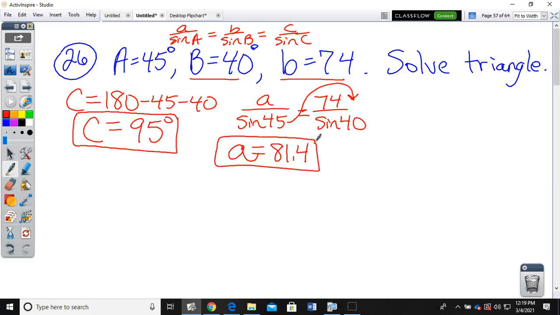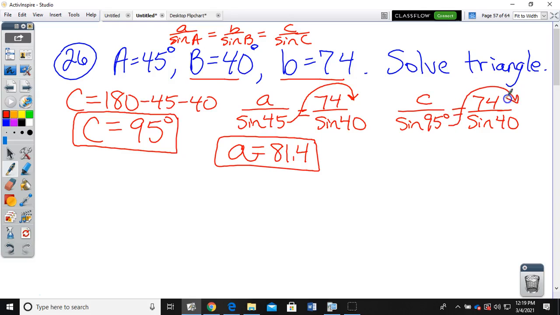So is the only reason you put 74 because it's also a lowercase letter? Correct. It's a side. And again, you can write it side over sine of angle, or you can do sine of angle over the side. But whichever way you do it, you have to do it on both sides. Okay? All right? To get C, I do exactly the same thing I did on the right side. It's still going to equal 74 over sine of 40. But on the left side, now I'm finding C. So C over the sine of C. What was C? 95?